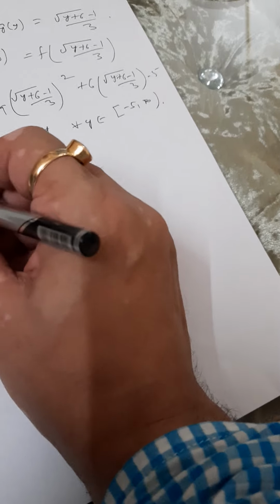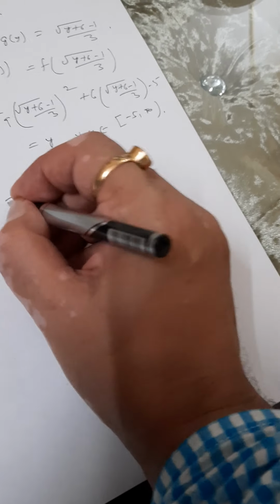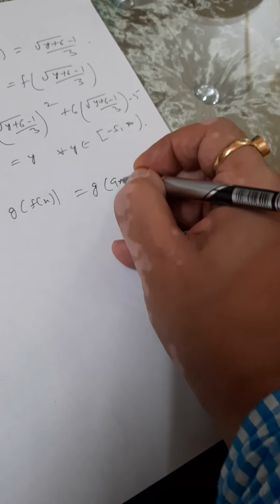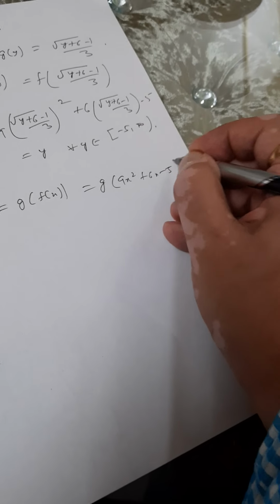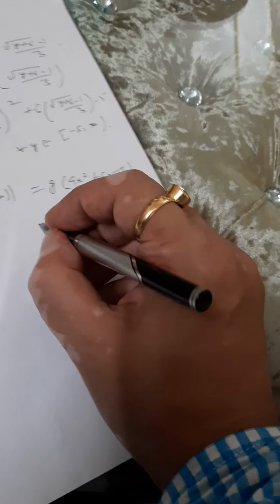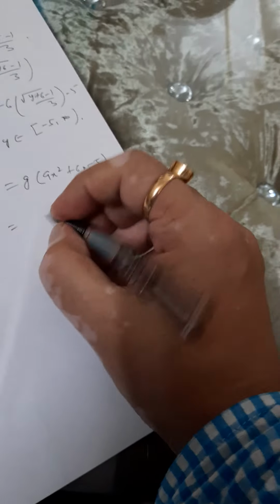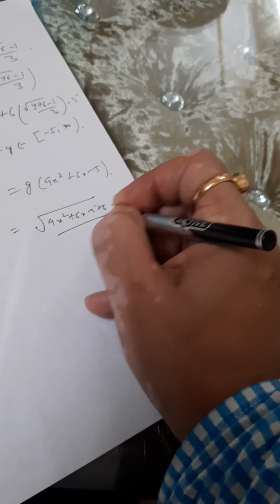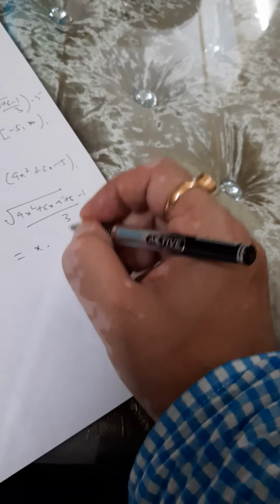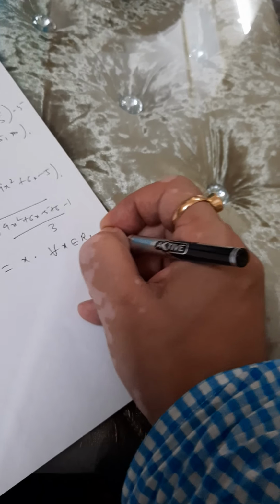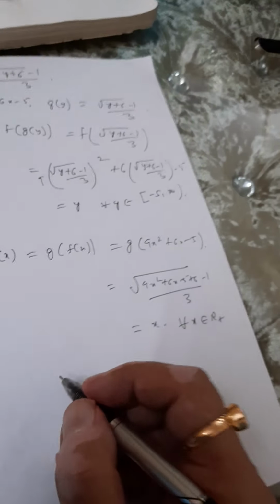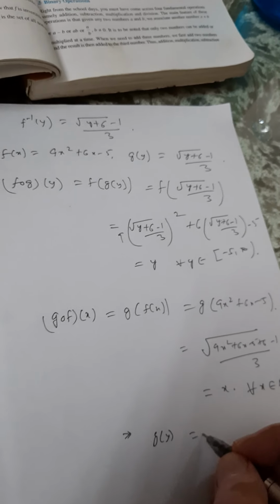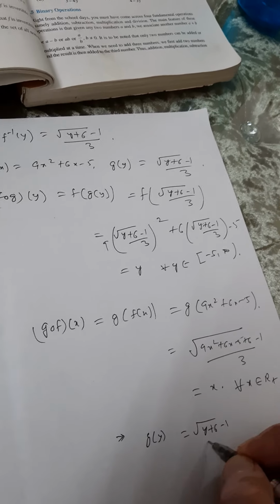And similarly you have to show that g of f of x, this is g of 9x square plus 6x minus 5. This you substitute here. In the root you have 9x square plus 6x minus 5 plus 6, minus 1 by 3. This is x for all x in R plus. So you have g of y is root of y plus 6 minus 1 by 3.